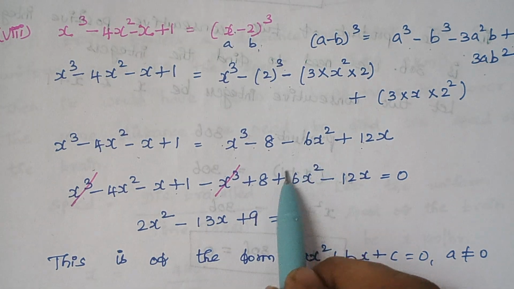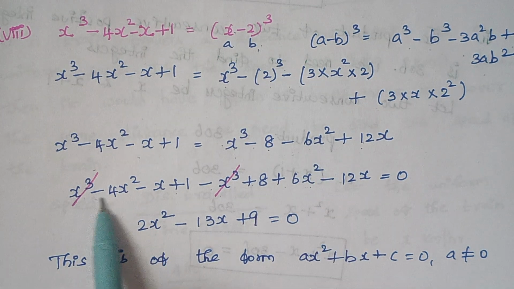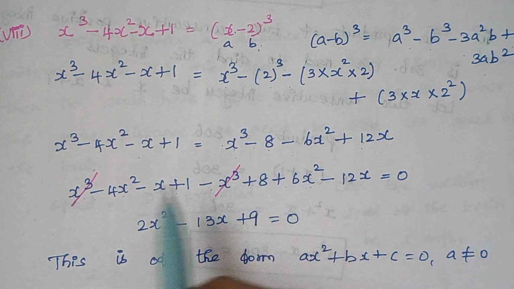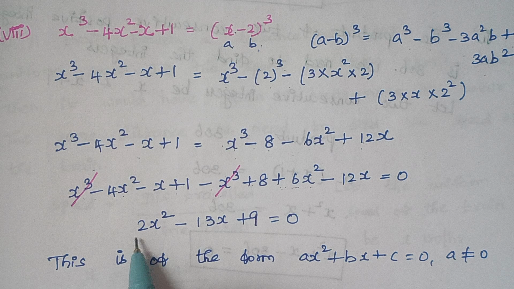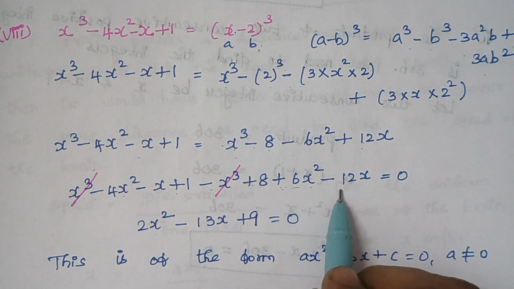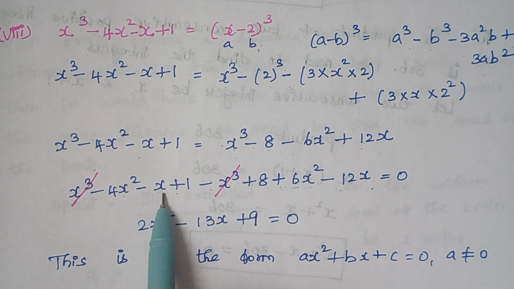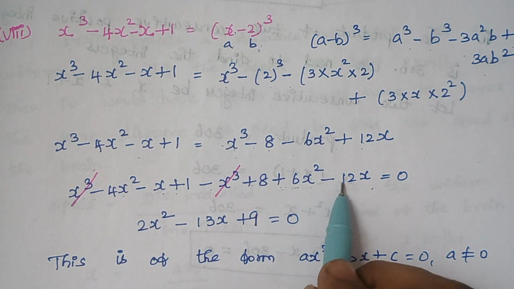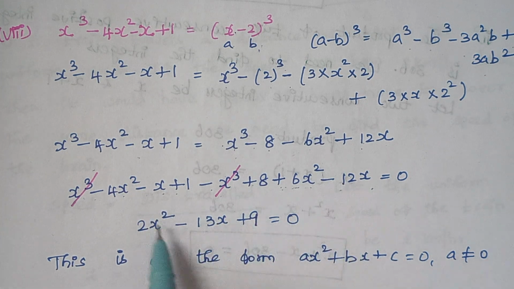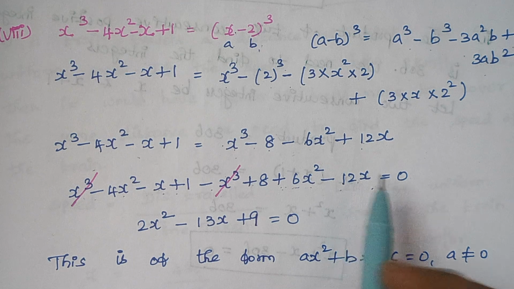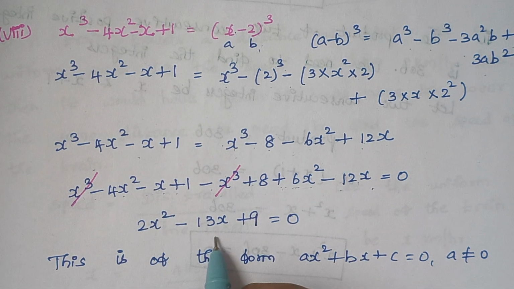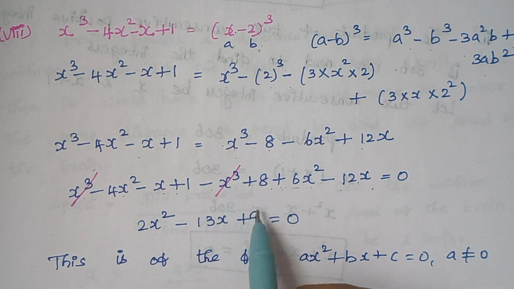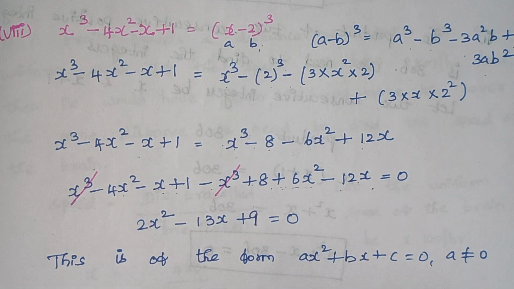When you simplify, you see here I have plus 6x square and here minus 4x square. Therefore 6 minus 4 gives you 2, and here 6 is with plus sign, therefore plus 2x square, and again minus 12x and here minus x. So here both of the terms are with the same sign, so you have to add these two values. So 12 plus 1 gives you 13, therefore here minus 13x. And 8 plus 1 gives you 9, which is equal to 0.